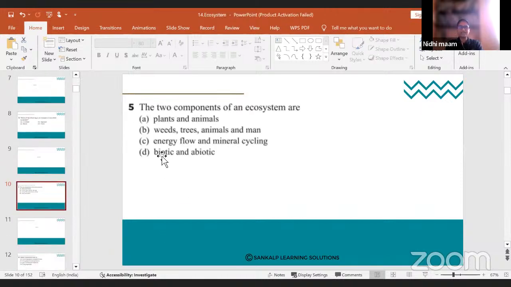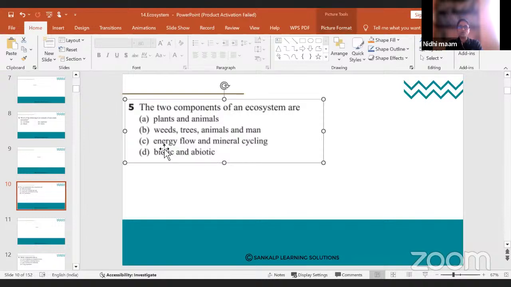Yes, my dear students, let us proceed to the next question. The two components of an ecosystem are A, plants and animals, B, weeds, trees, animals and man, C, energy flow and mineral cycling, D, biotic and abiotic. The quick responses are given by Akash, Aishu, Tasmiya Banu, Dhanush HJ, Shabina Sheikh, Kavya H, Sushmita, Mangal Bashetty, Jyoti Leddy. All of you are answering quickly and correctly.